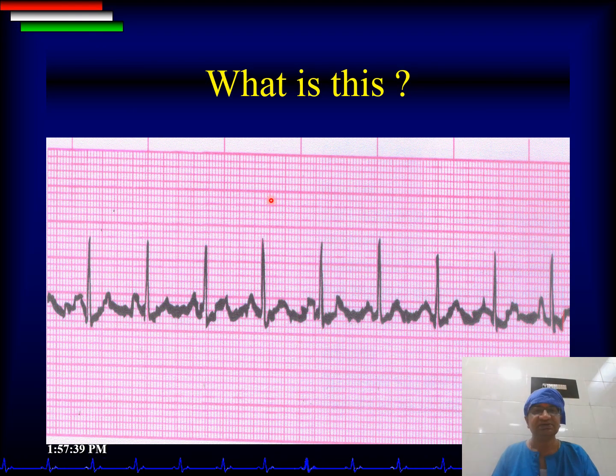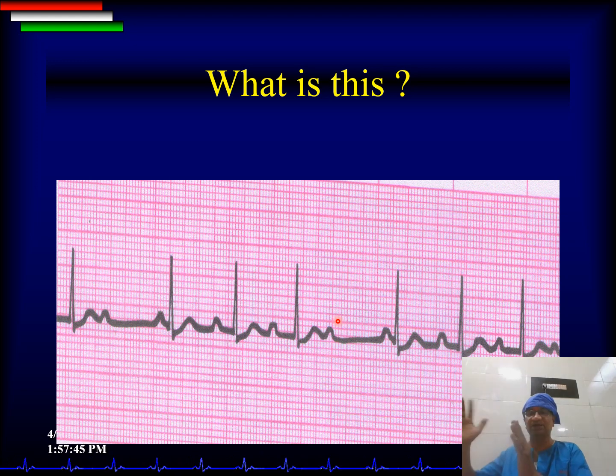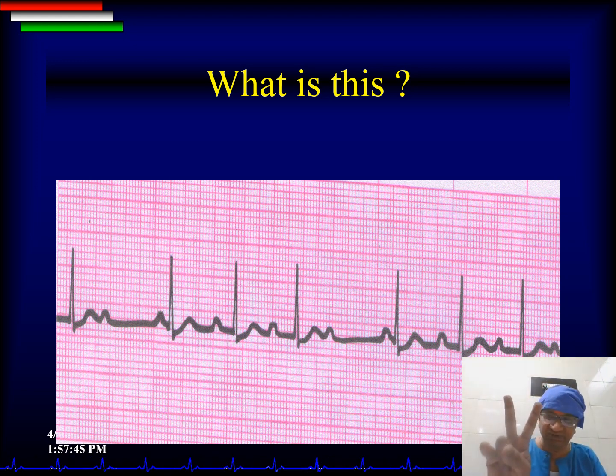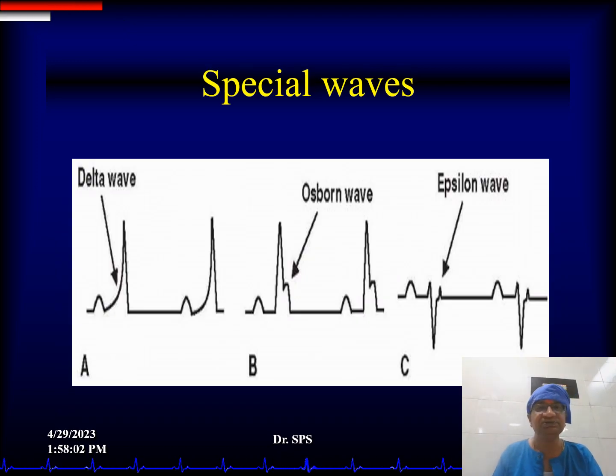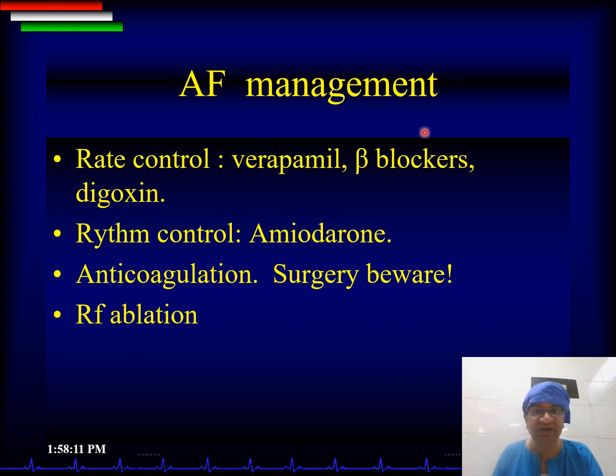So what is this? Everything is normal, maybe some AC interference. So what is this? You can see the P wave. This is gone. The PR interval is slowly prolonging. All P waves are not followed. Some are missed. So this is second degree AV block, with prolongation followed by a missed beat. So ting, tung, tung, tuck. That is what is called second degree AV block, Wenckebach type 1. So these are special waves: delta waves, Osborn waves in hypothermia, and epsilon waves. What is this? This is fibrillation. AF rate control is verapamil, beta blockers, and digoxin. Rhythm control is amiodarone. All these things we can go and read.